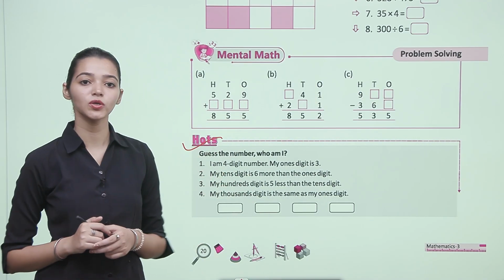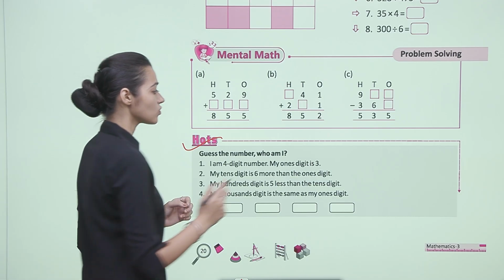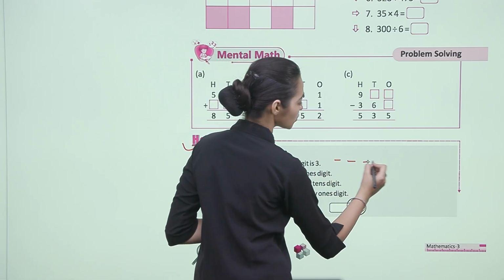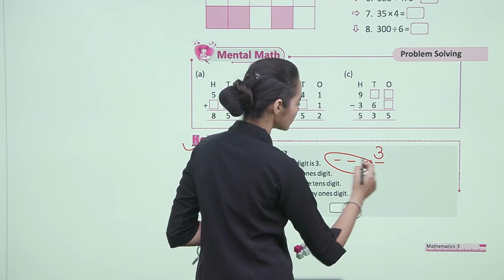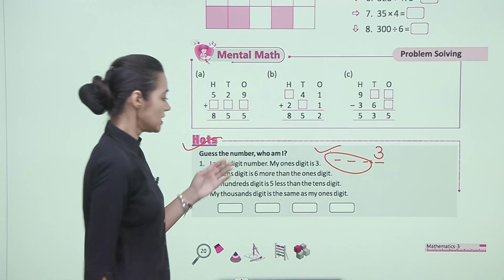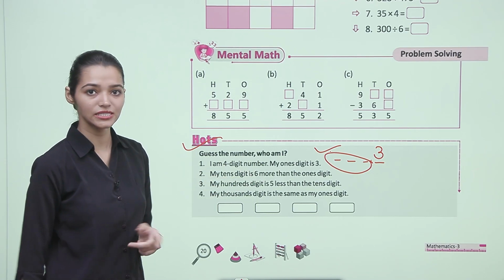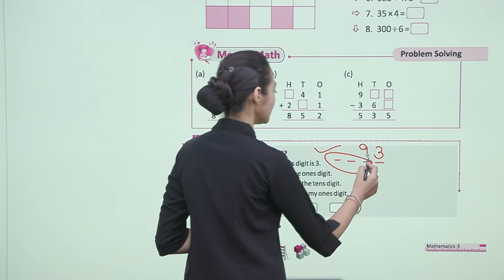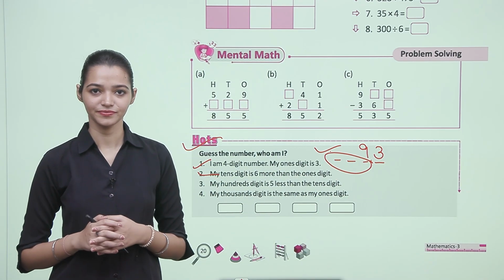HOTS, we have to guess the number. Who am I? I am a 4-digit number. My ones digit is 3. We have told that it is a 4-digit number. Ones digit is 3. Here you can write any of the numbers and you can meet this number. Now in the next one we have told that my tens digit is 6 more than the ones digit. That means 6 plus 3 is 9. That's how we have to complete it and we have to find out the number.